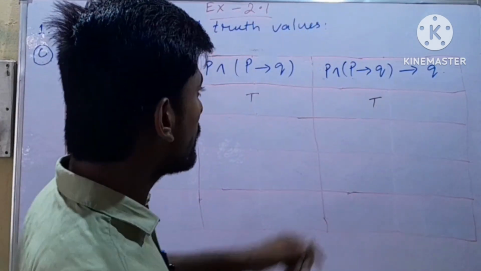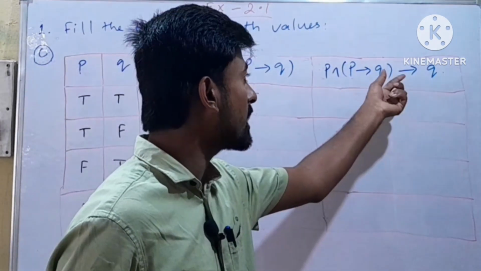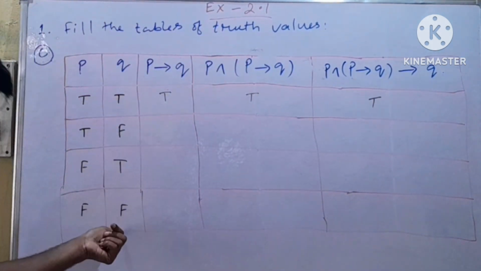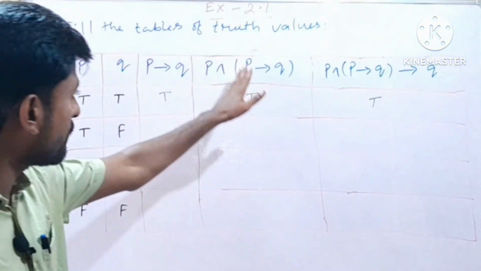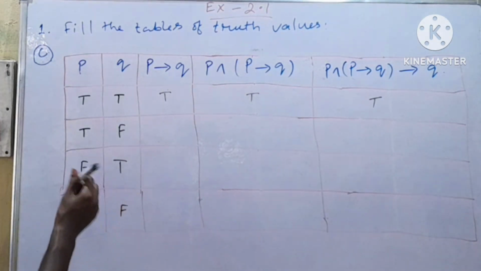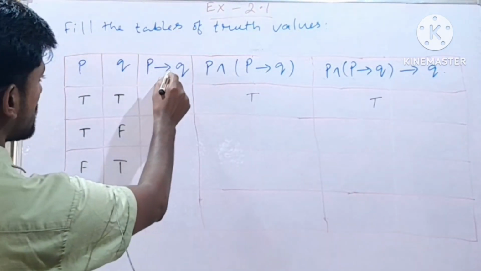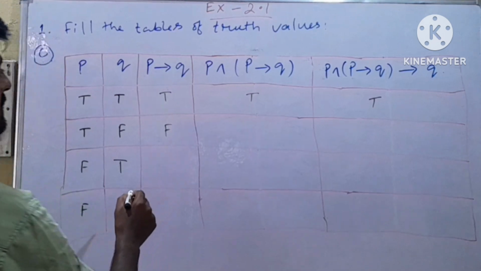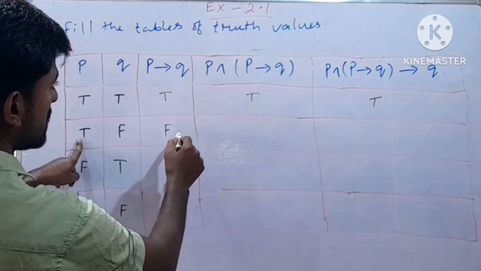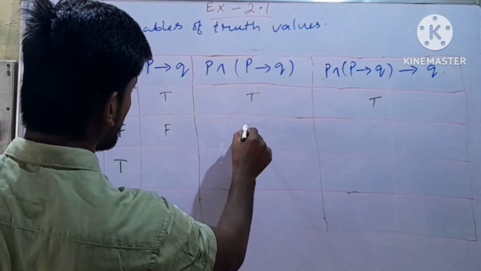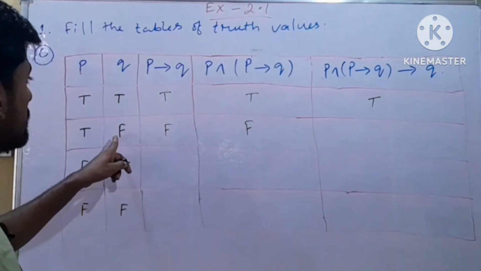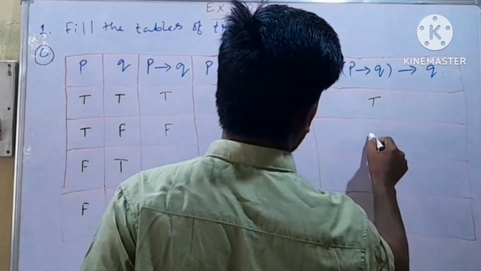That is, here we have to use conditional between this column and column second, that is column fourth and column second. Next, P true, Q false, so conditional will be false. P true and P conditional Q is false, so therefore conjunction will be false. Since it is false and Q is also false, so conditional will be true.